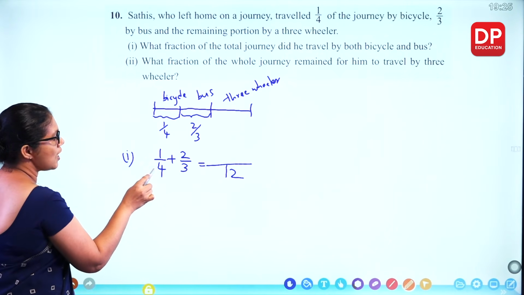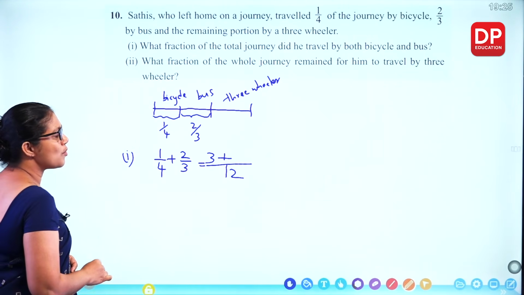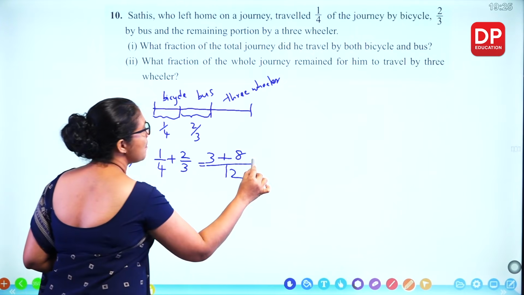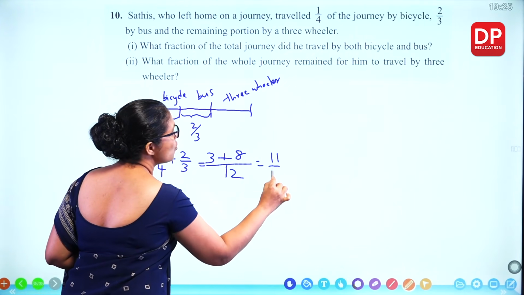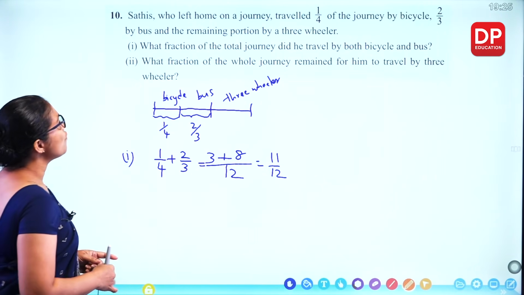Convert to 12. 4 times 3. So you do the same thing in the numerator. 3 to 12 you multiply by 4. 4 times 2, 8. 8 plus 3, 11 out of 12. So this whole part is 11 out of 12.